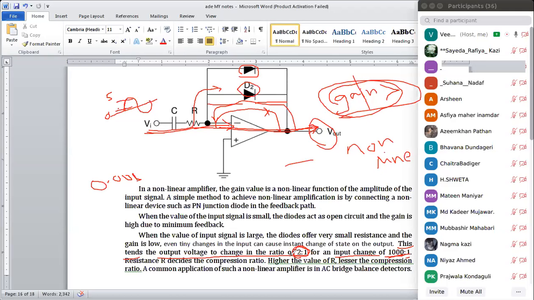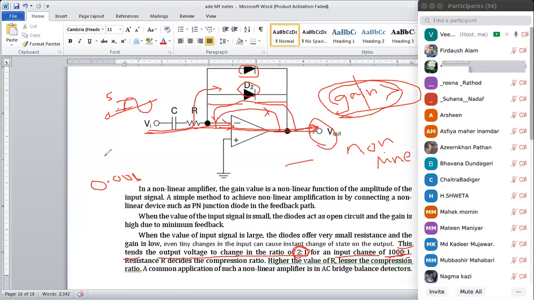You can understand. In the previous classes, we have discussed linear and non-linear amplifiers. A linear amplifier's output is equivalent to the input. A non-linear amplifier's output is not equivalent to the input, right? So this circuit is producing a non-linear function.